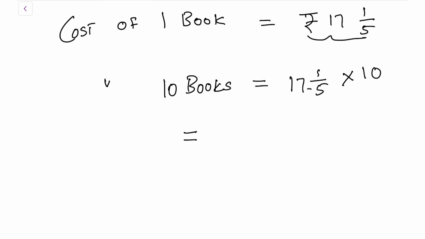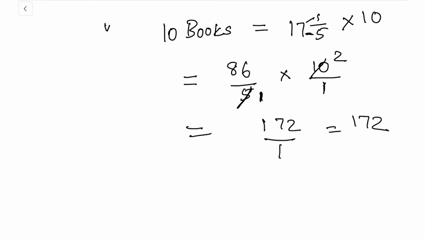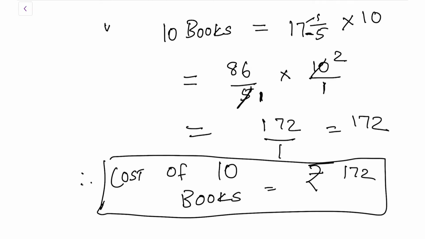How do we do this? First, change it into an improper fraction. 17 into 5 is 85 plus 1 is 86. 86 by 5 into 10 by 1. Are there any common factors? We can see that 5 is a common factor. 5 ones are 5, 5 twos are 10. 86 into 2 is 172 divided by 1, that is 172. Therefore, cost of 10 books will be 172 rupees. This is how you can find the cost of 10 books.